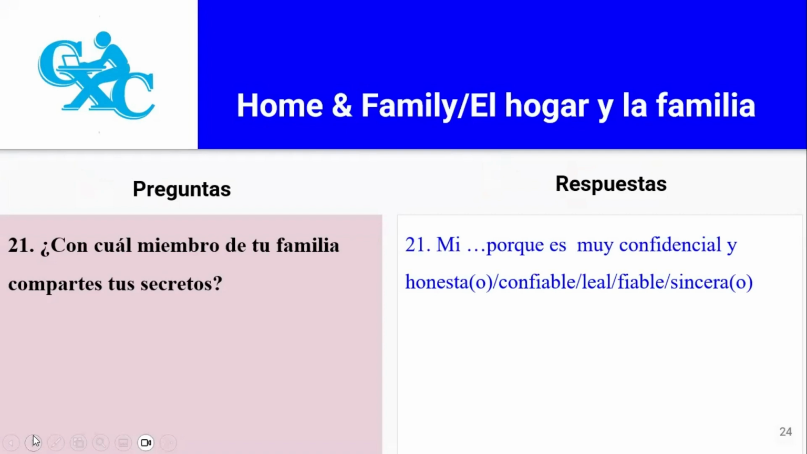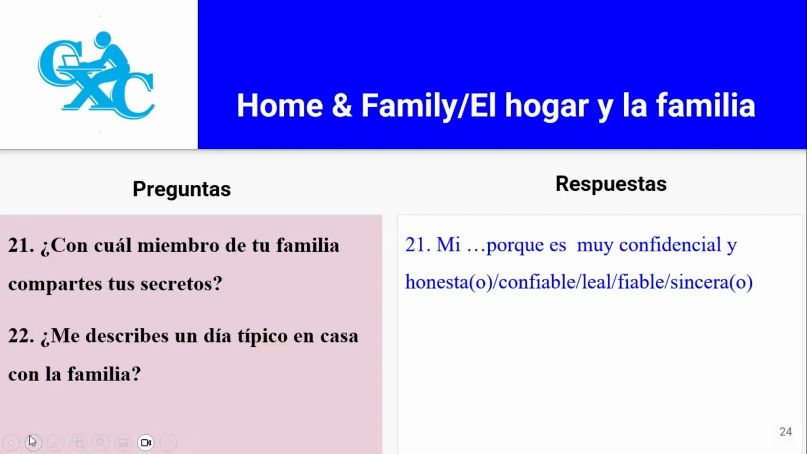Muy bien. And you realize, so based on who we're talking about, the adjective must agree. Good. So if it's mamá or hermana or prima, tía, honesta. Papá, hermano, tío, honesto. Sincero. All right. And these words here, confiable, leal, fiable, they all mean the same thing. Fiable, trustworthy, loyal, and so on. Okay? Excelente. Let's look at another question now.